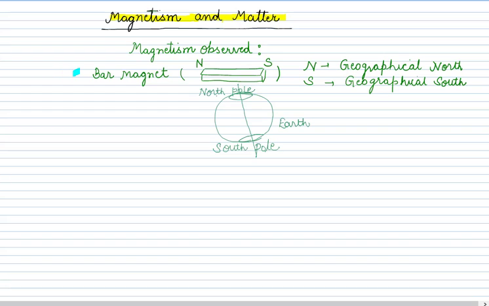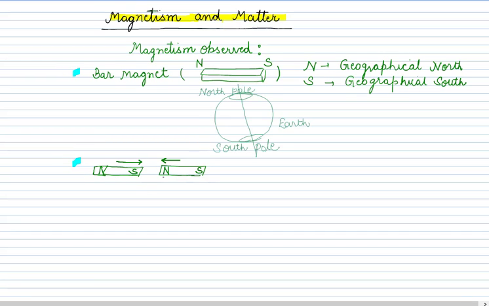So the north tip of this bar magnet points to geographical north, that is our North Pole, and the south tip of this bar magnet points to geographical south, that is our South Pole. As simple as that. Now second point. Now we know the property of a bar magnet. If we take two bar magnets and we try to bring them together, this arrow shows the direction. If we try to bring them together, then what happens?